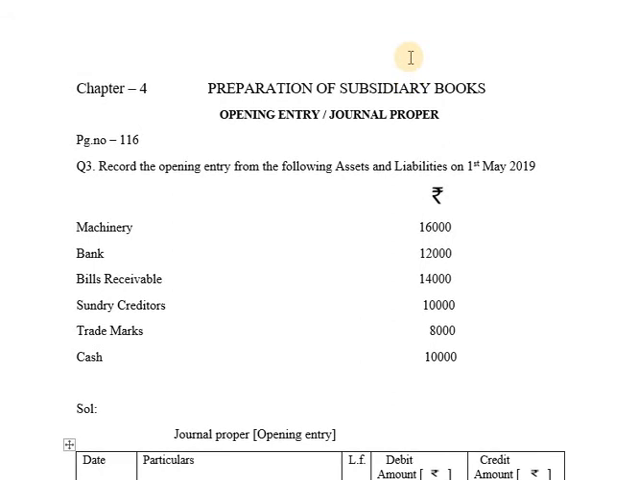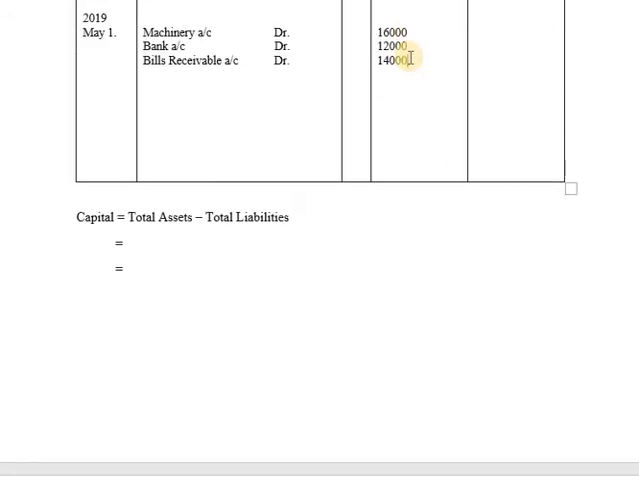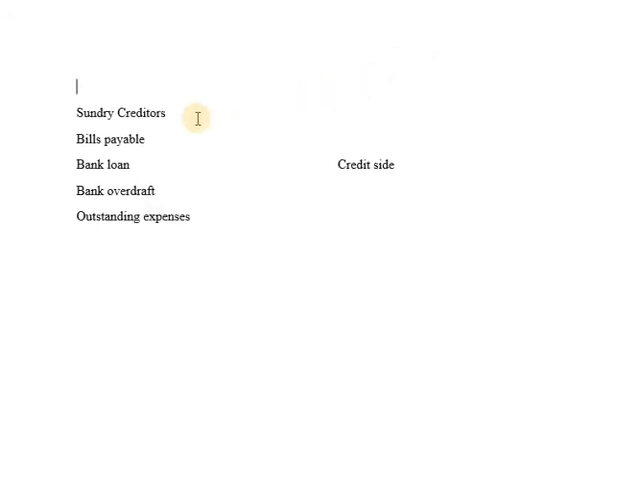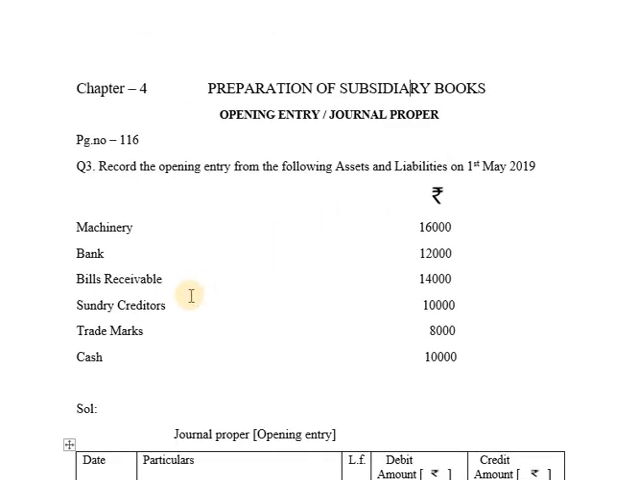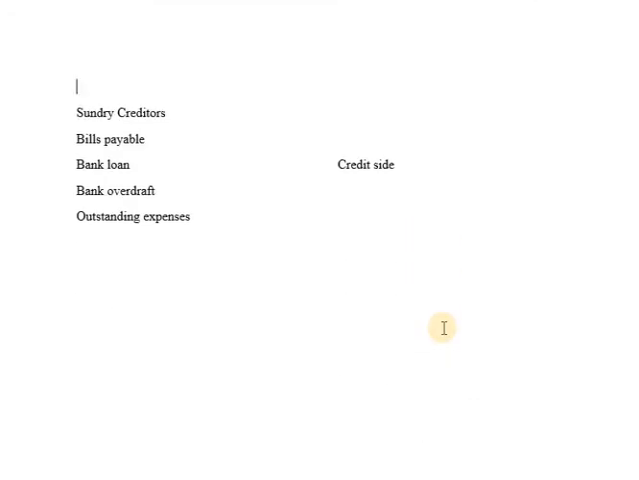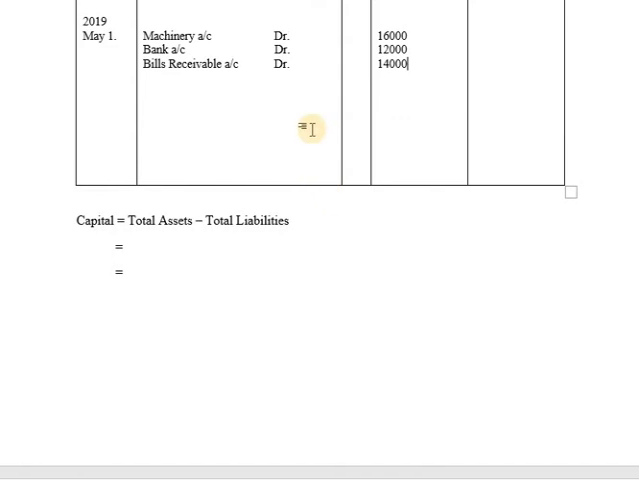Next, after bills receivable we have sundry creditors. Sundry creditors is among those 5 names, which is to be recorded on credit side. So for the time being keep this name aside. Next, after sundry creditors we have trademarks 8,000. Trademarks is not among those 5 names, so trademarks 8,000 will be recorded on debit side. Trademarks account debit, 8,000.